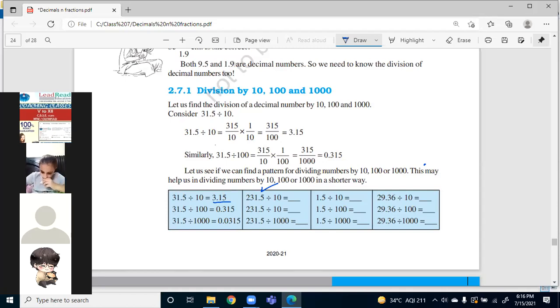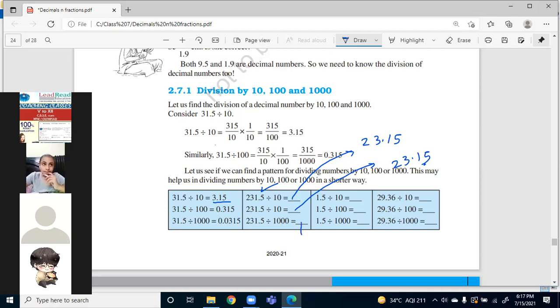Rakshita, can you tell me the first answer? 23.15. It is correct. Okay, Garima, can you tell me the second one? Ma'am, 2.315. No, it is not divided by 100. It is again written divided by 10. Ma'am, I thought it's 100. Yeah, it will again be 23.15. So there is a misprint in the book.